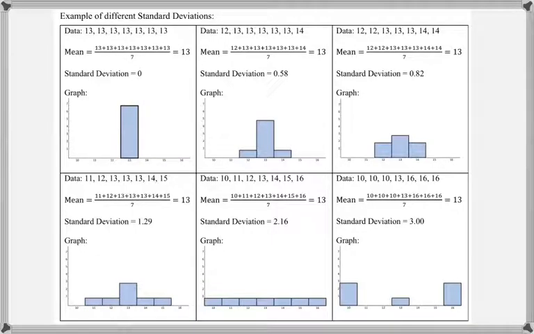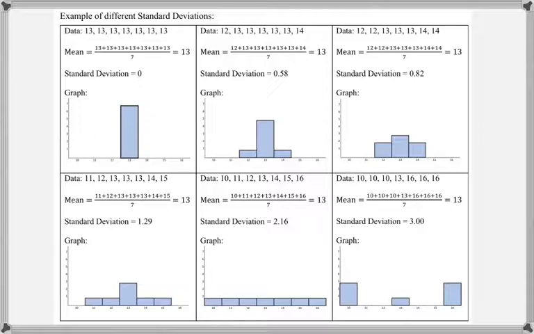So I want to show this example to really highlight what standard deviation is. So we have 6 data sets, and each data set has 7 items, and each data set has the same average. They all have an average of 13. So if you add up all the data items and divide by 7, you get 13, and that happens for each of these. But the data sets are all very different. So if you look at the graphs all look very different.